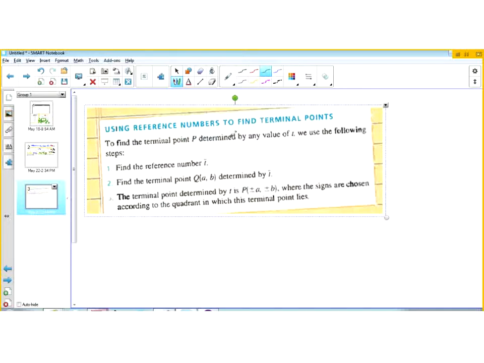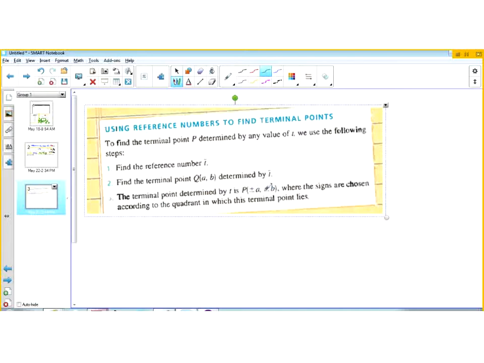To find the terminal point P, determined by the value of the reference number t, use the following steps. We first find the reference number, t bar, as we did in the previous example. Find the terminal point, which they often call (a, b), determined by t bar. And the terminal point determined by t is, so you have 4 choices, P plus or minus a, plus or minus b, where the signs are chosen according to the quadrant in which the terminal point lies.